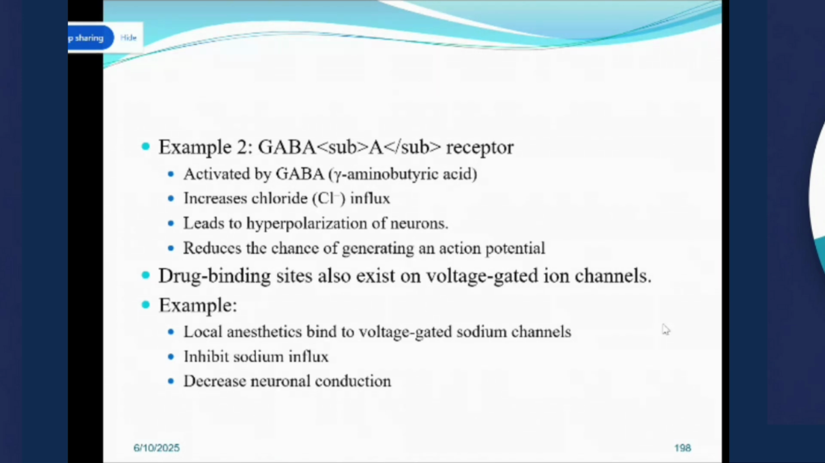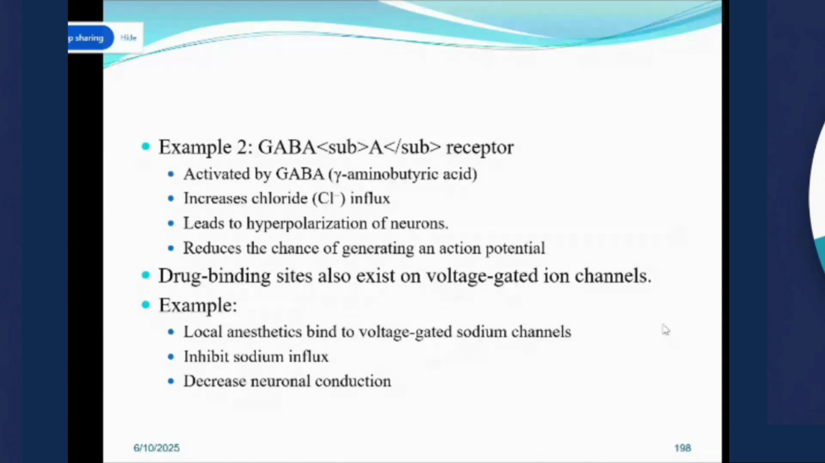Okay, just say GABA receptors. Yes, GABA receptor activated by GABA increases chloride influx, leads to hyperpolarization of neurons, reduces the chances of generating an action potential. Drug binding site also exists on voltage-gated ion channels. Example, local anesthetics bind to voltage-gated sodium channels, inhibit sodium influx, and decreases neural conduction. So those three are the ones I wanted to make some little input there.